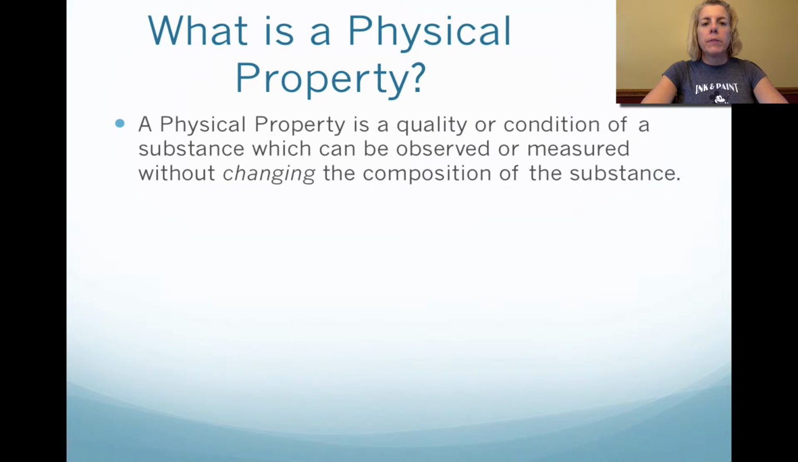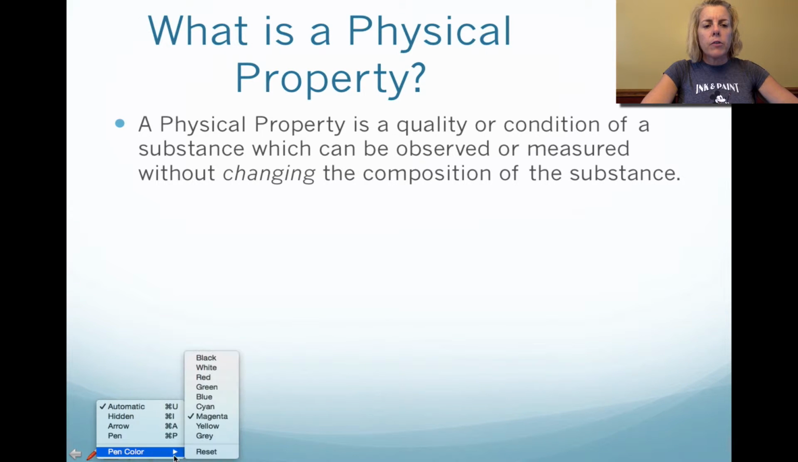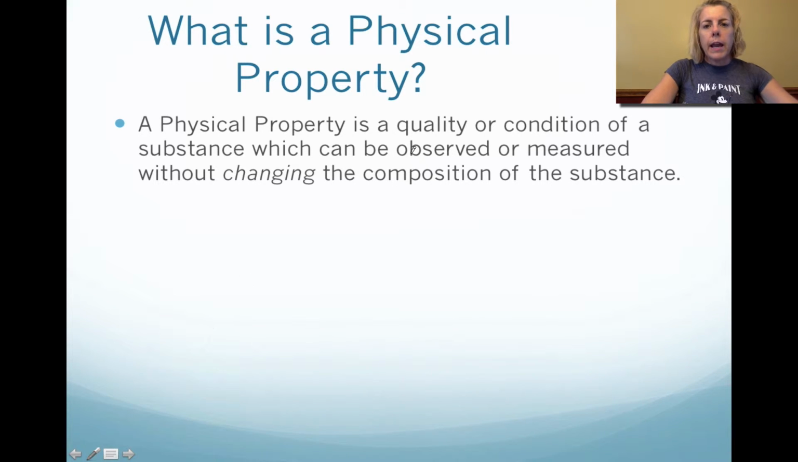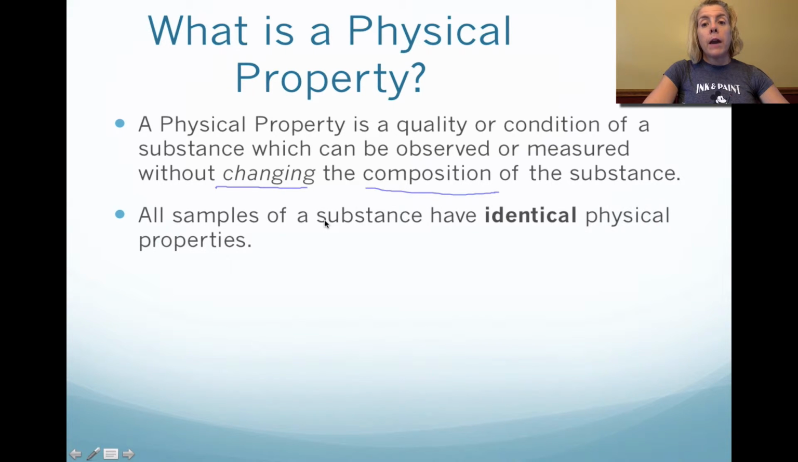Okay, physical properties. So physical properties, please note that we're looking at the condition of the matter. And when you observe it, you're not changing the composition. This is really important. This is how we know what a physical property is. Now, notice that if you have one type of substance, every time you measure it, it should have identical properties. The physical properties should not change from sample to sample.